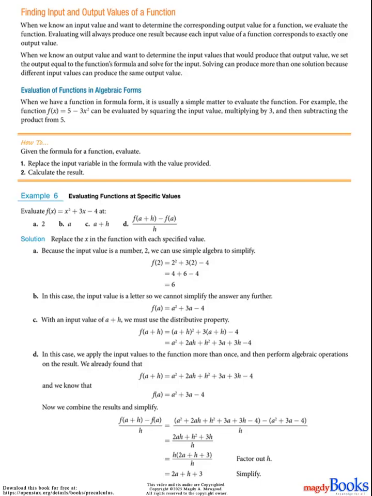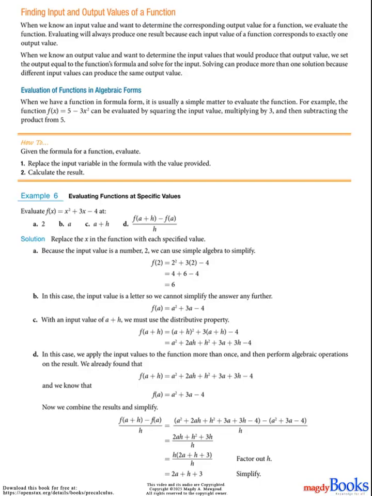C. With an input value of a plus h, we must use the distributive property. f of a plus h equals (a plus h) all squared, plus 3 times (a plus h), minus 4, equals a squared plus 2ah plus h squared plus 3a plus 3h minus 4.